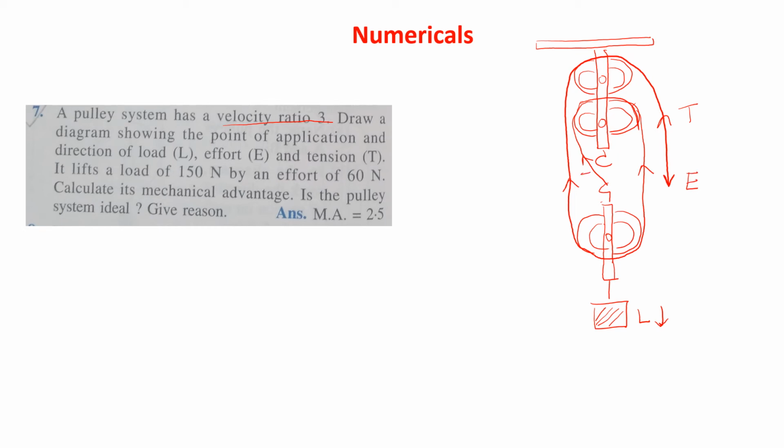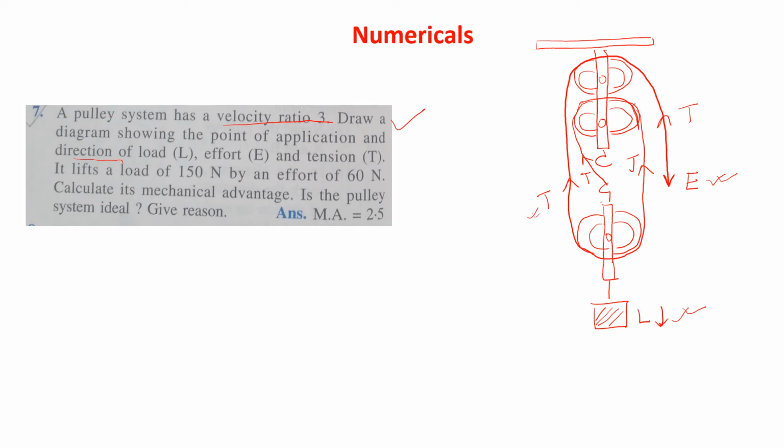Now this is one T, this is another T, this is another T. Now this is your diagram. The first is over. Draw a diagram. Now the point of application of the direction of load. See the direction of load. So direction of load already I have shown. Effort I have already shown with the arrow, and the tension T all I have shown with the arrow.